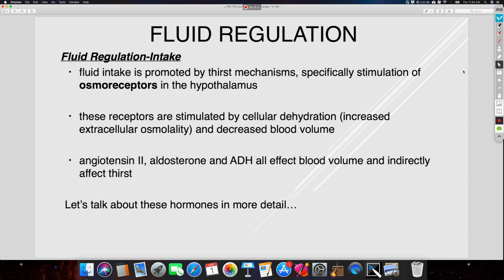Now, there are 3 really important hormones that are involved with fluid regulation: angiotensin II, aldosterone, and antidiuretic hormone. All right, and we talked about the renin-angiotensin-aldosterone system, so let's run through that again.